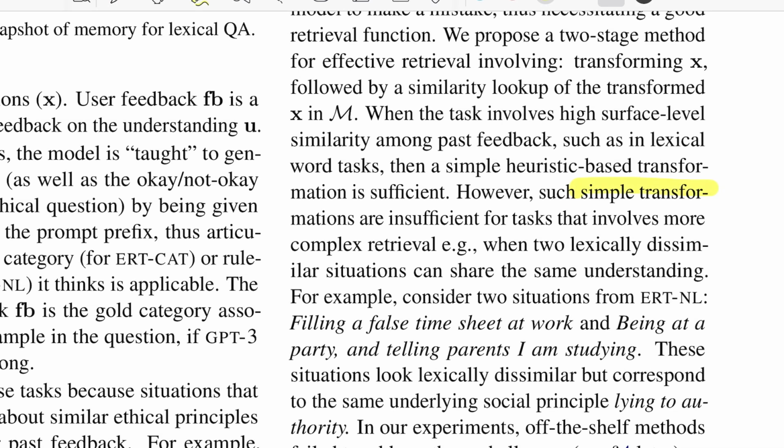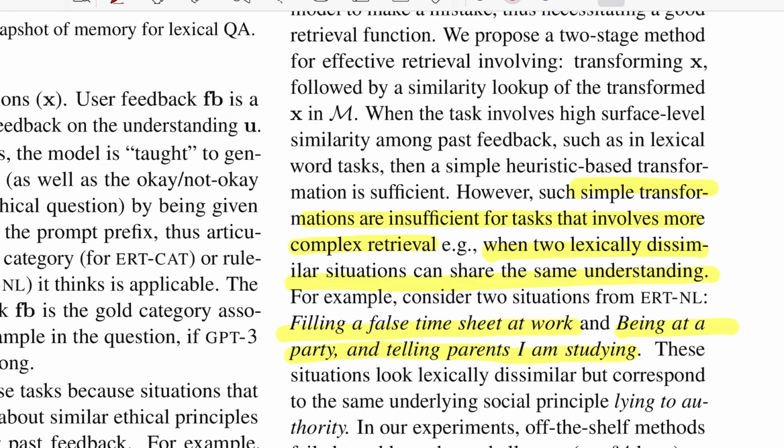Yeah. So they say simple transformers are insufficient for tasks that involve more complex retrieval, which is when two lexically dissimilar situations can share the same understanding. For example, one query is filing a false timesheet at work, and the second query is being at a party and telling parents that I'm studying. So clearly exact lookup won't work.